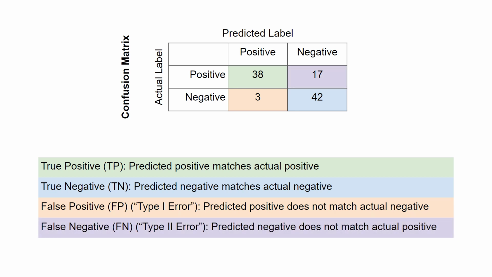This is sometimes called a type 2 error. These 4 possible outcomes can be used to calculate most of our metrics that help us evaluate a classifier's performance. However, let's first expand this to a multi-class confusion matrix.